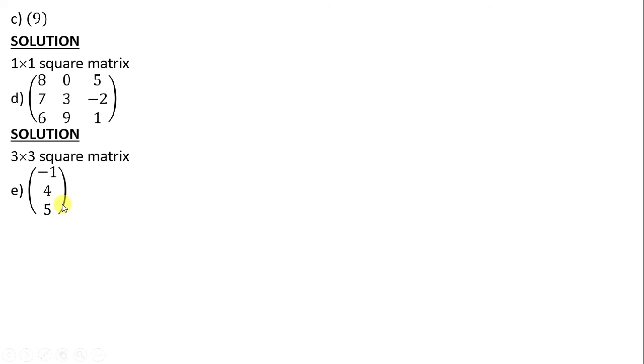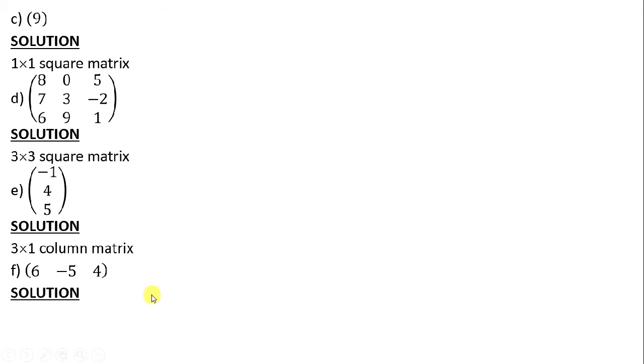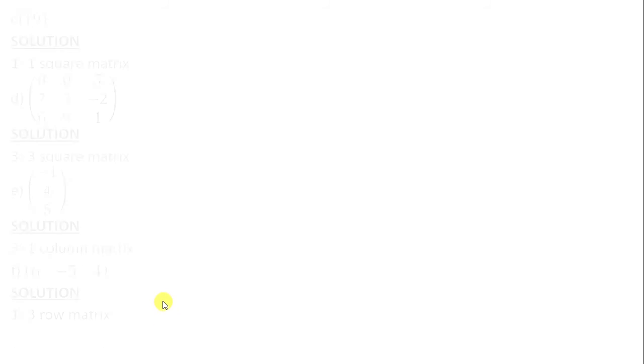We continue. We have E, which has the entries -1, 4 and 5. Now, since it has 3 rows and 1 column, this one is called a column matrix. So this one is a 3 by 1 column matrix. We have F, which has entries 6, -5 and 4. It has 1 row and 3 columns. So this one is a row matrix. This one is a 1 by 3 row matrix.